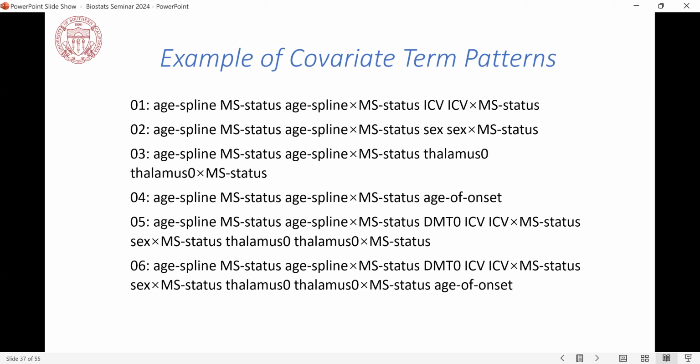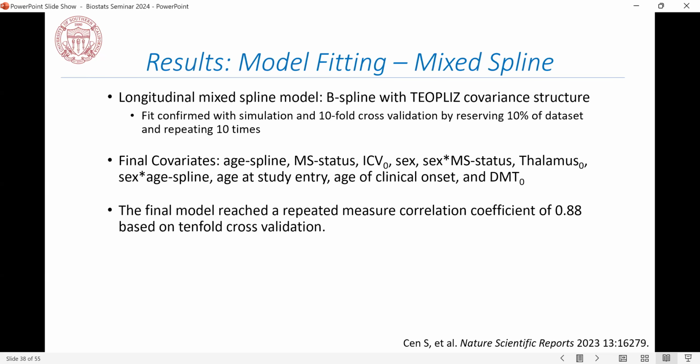So here's an example about the covariate patterns. This is an example of a two-way interaction. You have the B spline of age, and of course you have MS or not, which is one of the effect modifiers, and you have the brain size. We take an exhaustive combination of all two-way interactions, fit the models one by one, and then compare. So we can have no interaction, two-way interaction, three-way interaction, all the way up. All right, so the winner is the B spline with the Toeplitz covariance structure.